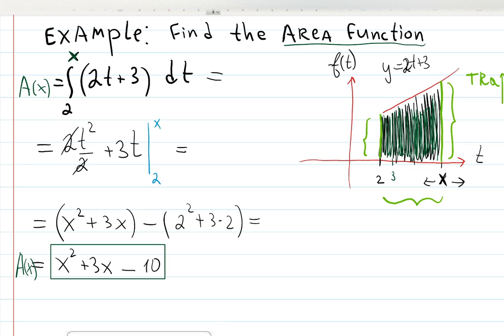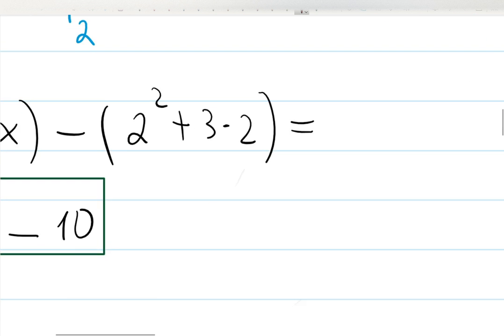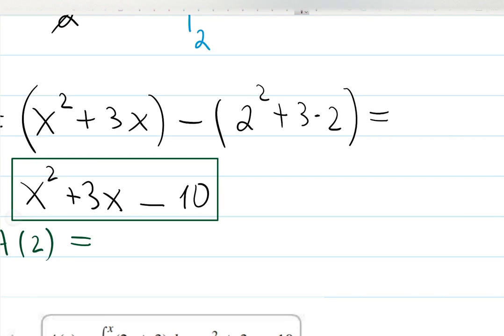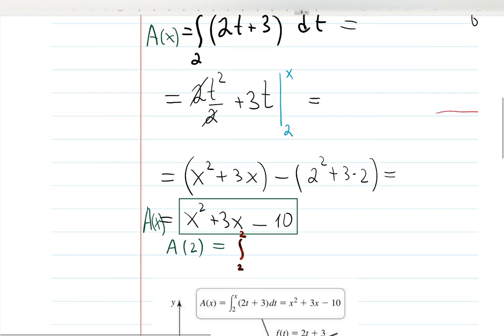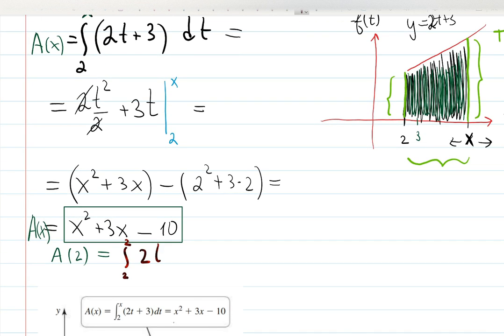So here's a question for you. What will be this area if I plug in 2? What if x is at 2? Before you plug it into the function, can you answer the question using a geometrical understanding of what this integral means? The area at 2 actually means the integral from 2 to x equals 2, that's 2, of the function 2t plus 3 dt. Do you know the answer right away?